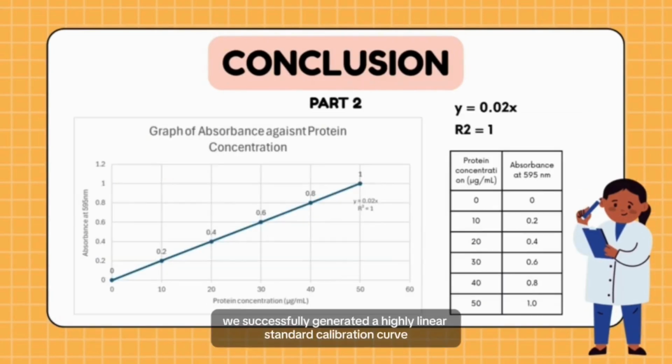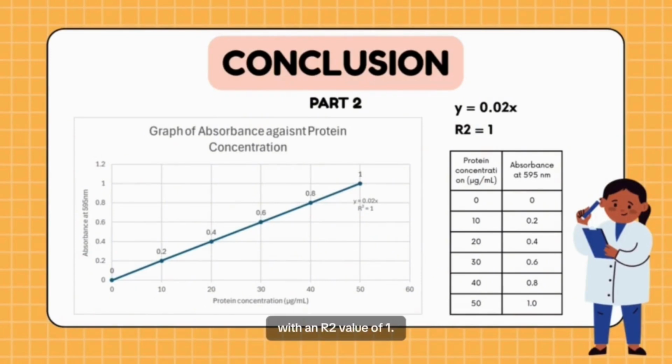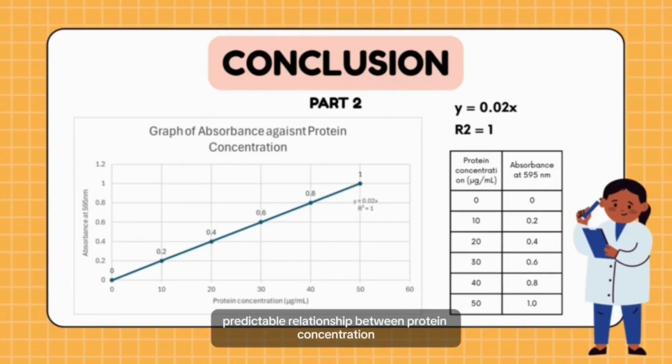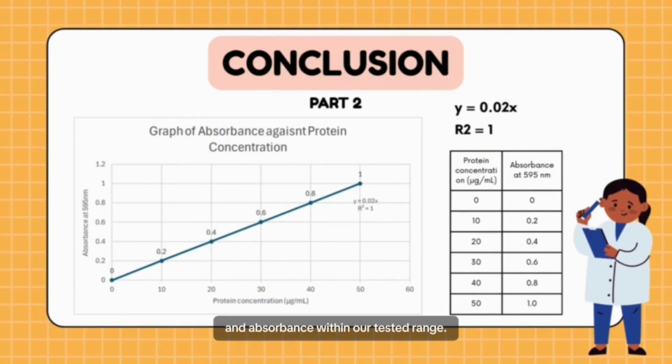In part 2, we successfully generated a highly linear standard calibration curve, described by the equation y equals 0.02x, with an R-squared value of 1. This excellent linearity indicates a strong, predictable relationship between protein concentration and absorbance within our tested range.